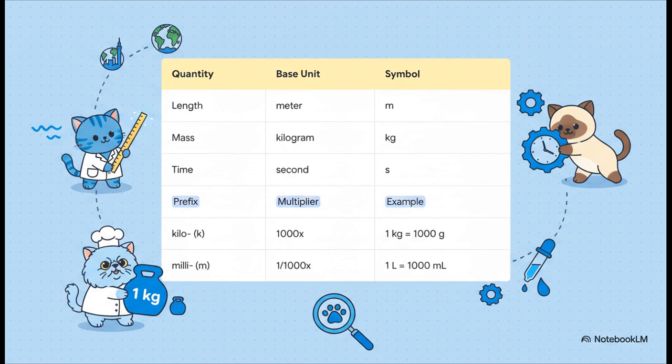To communicate their results, scientists all over the world need a common language. That's exactly what the SI system is. It doesn't matter if you're in Tokyo or Toronto, a meter is always a meter, and a kilogram is always a kilogram. This standardization is absolutely crucial for being able to check and build upon each other's work.